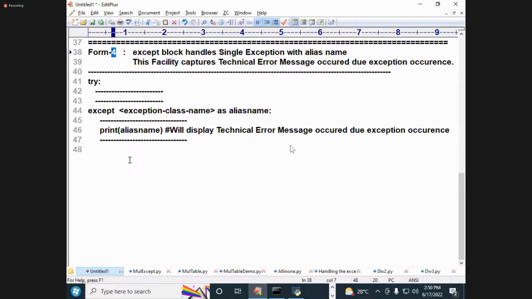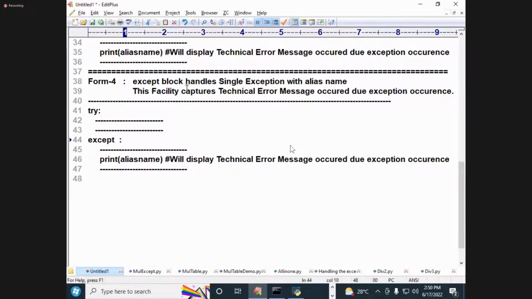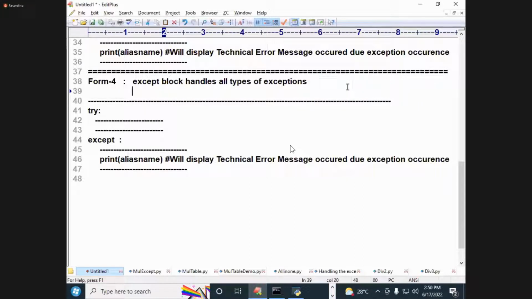In this case, I don't write any exception name. I just write like this. This except block handles all types of exceptions. Be careful. Don't think that handling all types of exceptions means it is correct. I'll show you that. When to write and how to write, some idea is required.